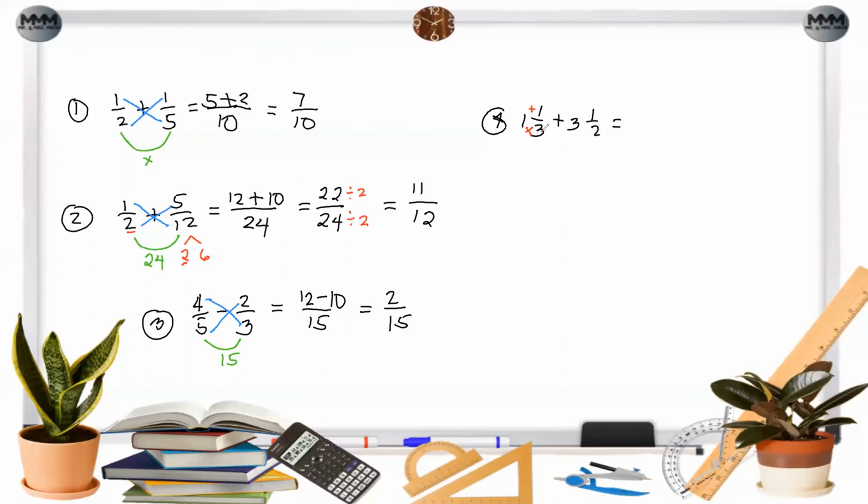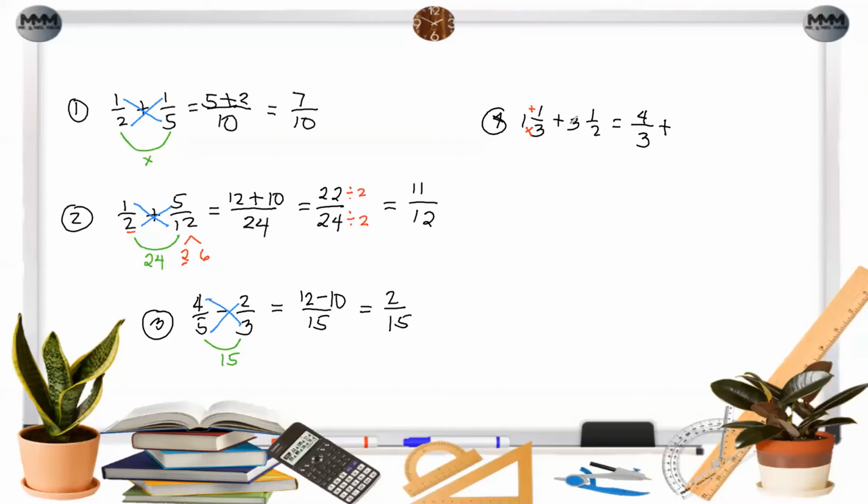So since ang denominator natin dito is 3, we will just copy 3, and then we will do the process. 3 times 1 is 3, and then plus 1, which is our numerator, is 4. So this is our converted mixed number, plus, so we're using addition.